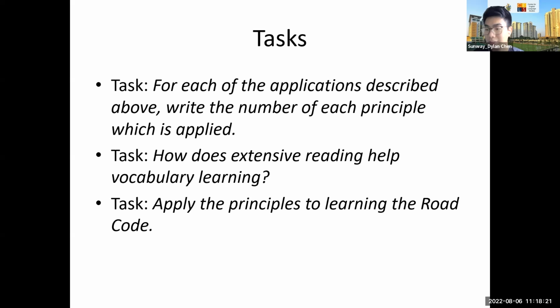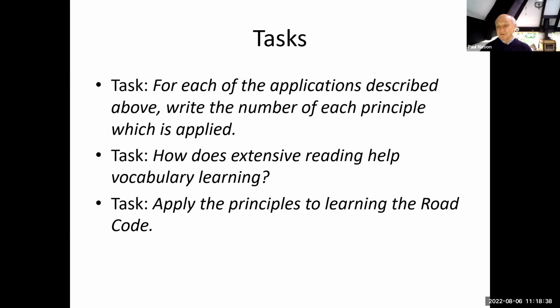If I was testing you on what I'm talking about today, one of the things I'd do is to say, look, here's some application of the principle, write the number of each principle next to the application. Or how does extensive reading help vocabulary learning?